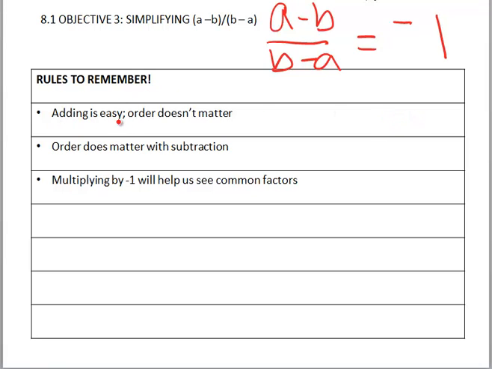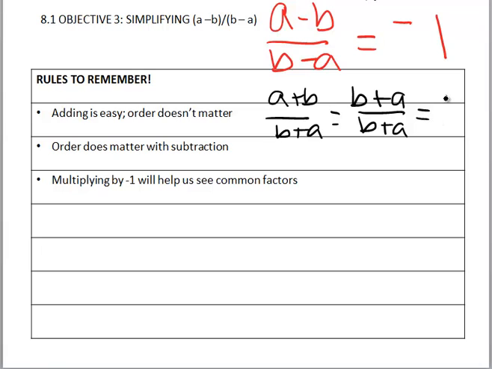If we were adding, it would be easy, because with adding, order doesn't matter. If I have a plus b over b plus a, I could rearrange that and do no harm. I could have b plus a over b plus a, and that would obviously be 1. But order does matter with subtraction. So here, I can't mess around with that without sort of making problems out of things.